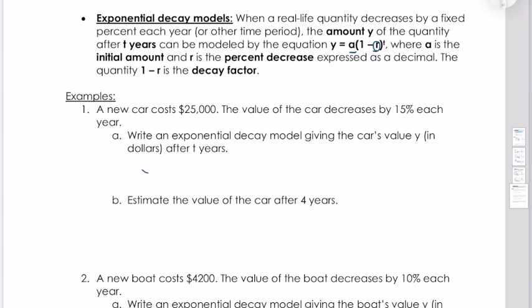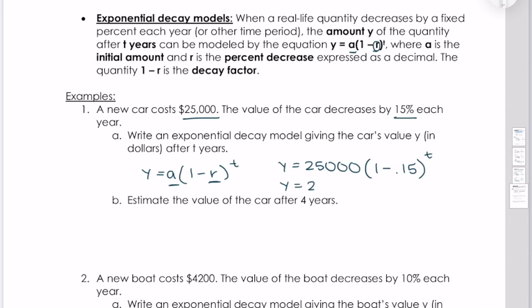Alright, number 1, a new car costs $25,000. The value of the car decreases by 15% each year. So filling in for this formula, my initial amount is $25,000. My percent decrease is 15%, which remember as a decimal is 0.15. And then to the power of t. I can simplify this by already subtracting the 0.15 from 1, which is 0.85 to the power of t.